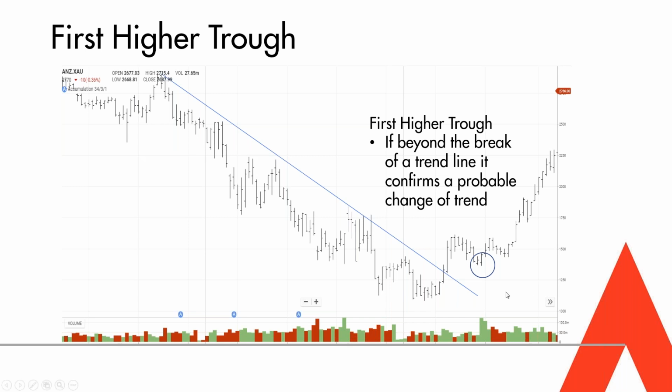It's even more bullish if it's finding support on a downward trend line like that. But that's the first higher bottom pattern, and it usually suggests the start of a pretty decent medium to longer term uptrend.